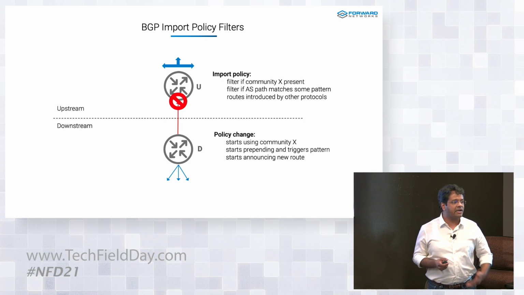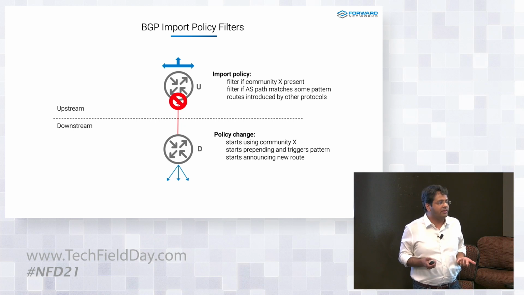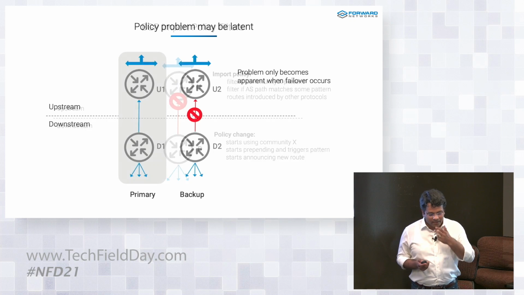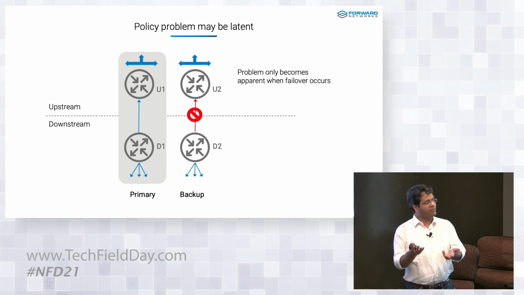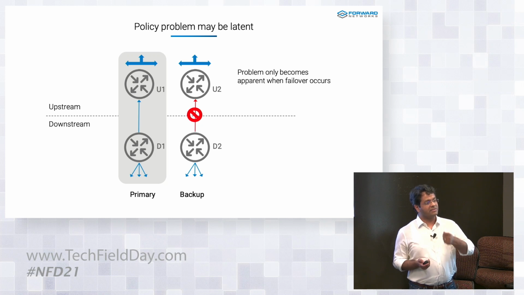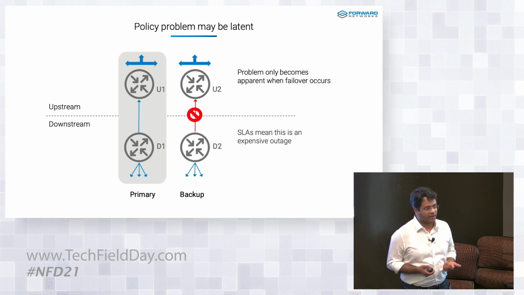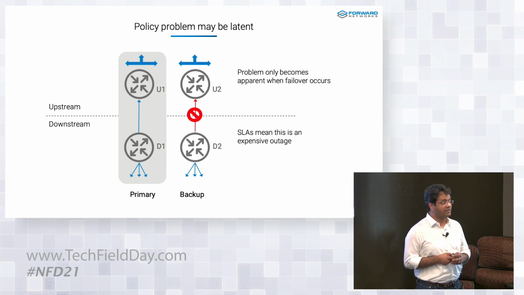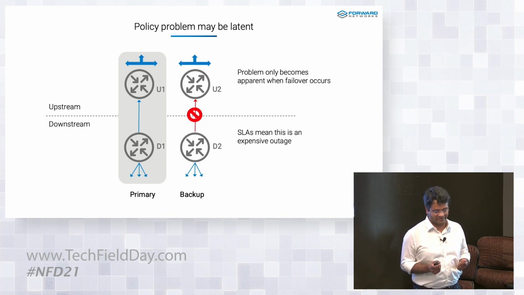And when D starts advertising BGP routes that match any of these patterns that are being filtered out, then bad things will happen. And in this network, things can actually get worse, because they have two pairs of these BGP routers, an active pair and a backup pair. The backup pair doesn't really carry any traffic. And if the problem is in this backup pair, then it will surface only in a failover event. And this being an ISP, there are SLAs in place. And when these things happen, this can be really, really expensive for them.